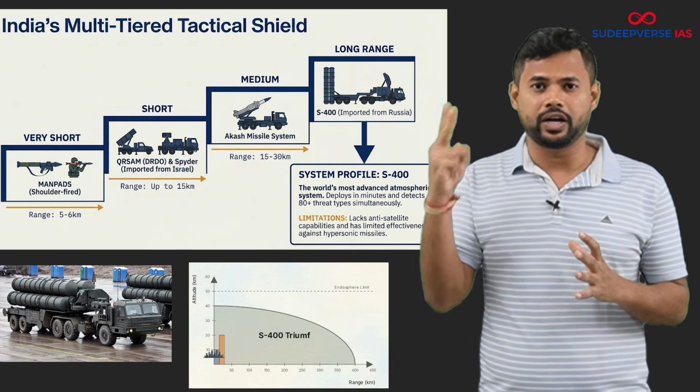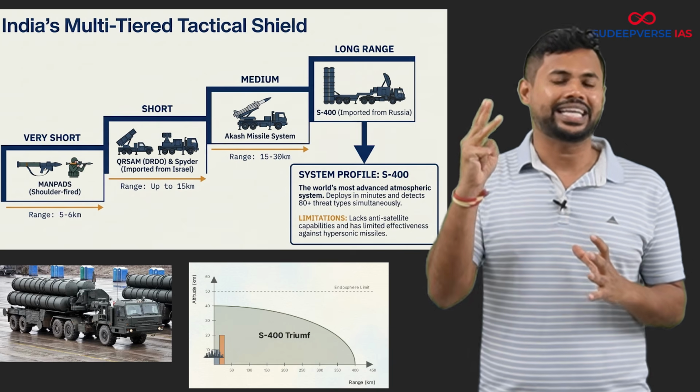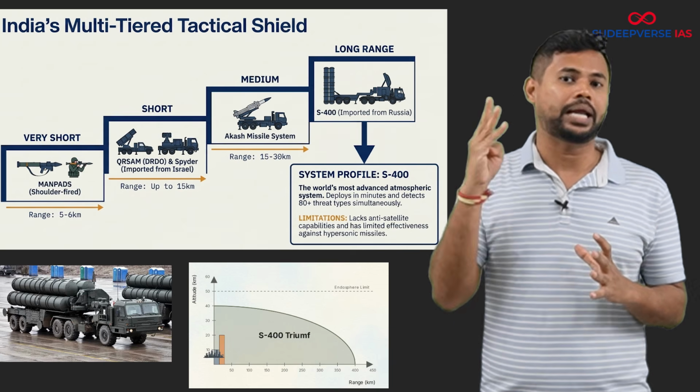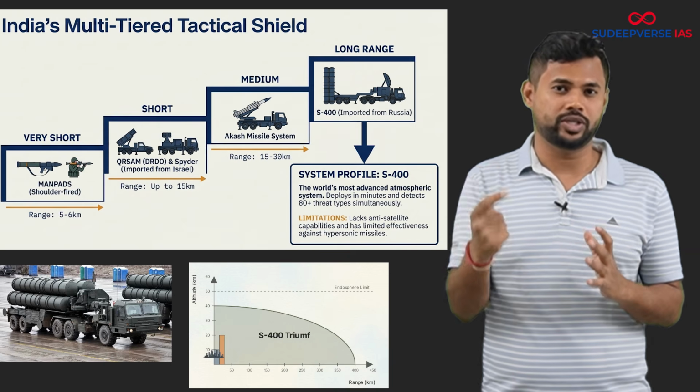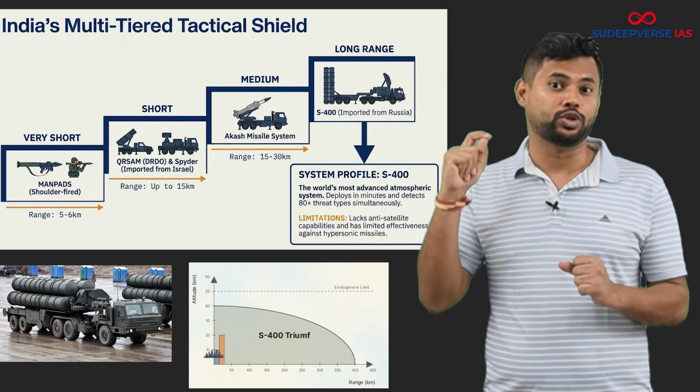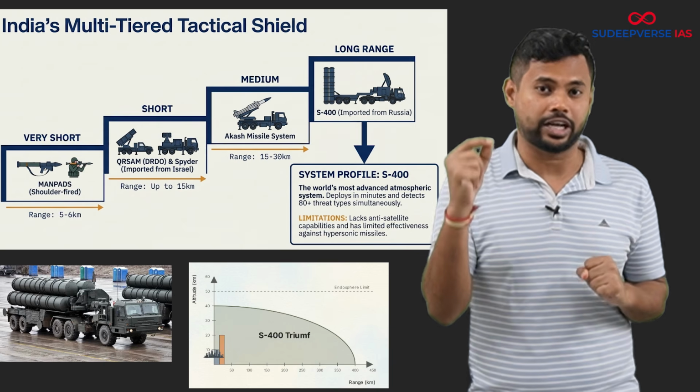Its radars are very advanced because they can detect more than 80 types of aerial threats simultaneously. It can be launched in any type of terrain. It can be deployed in a matter of minutes. However, a few things that you should keep in mind from an exam perspective: S-400 does not have the capability to destroy satellites, and S-400 has limited capability when it comes to hypersonic technology missiles.